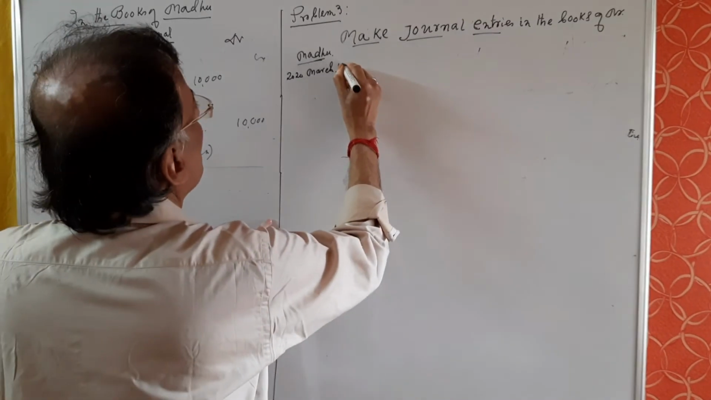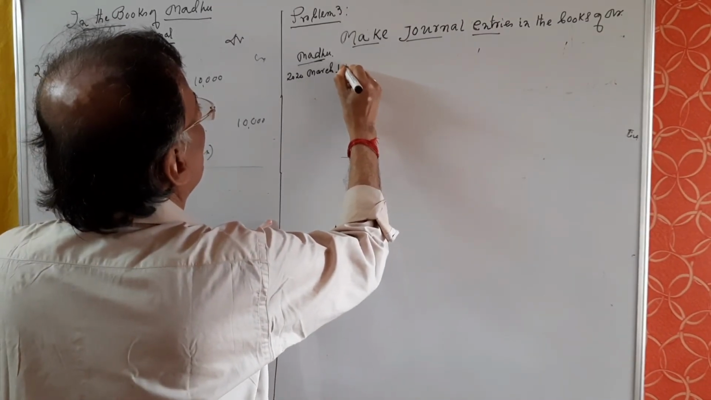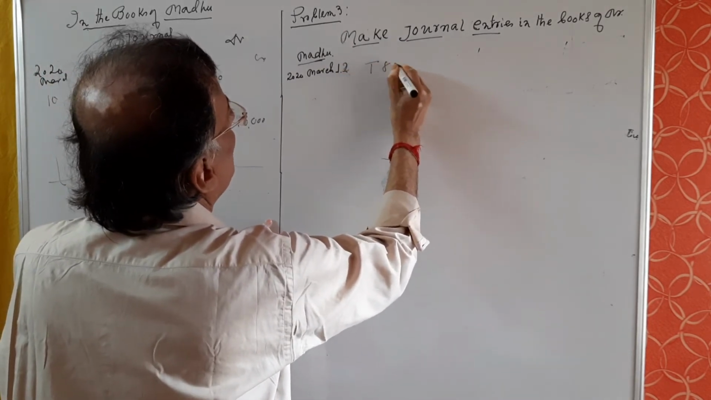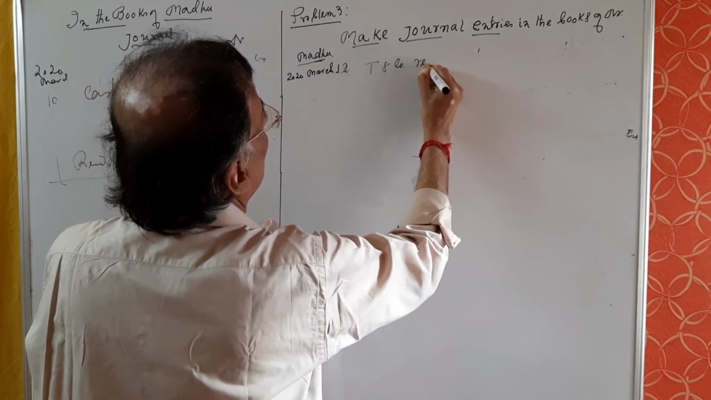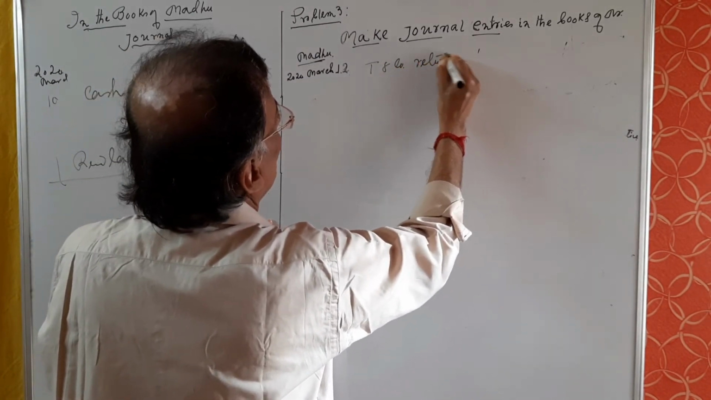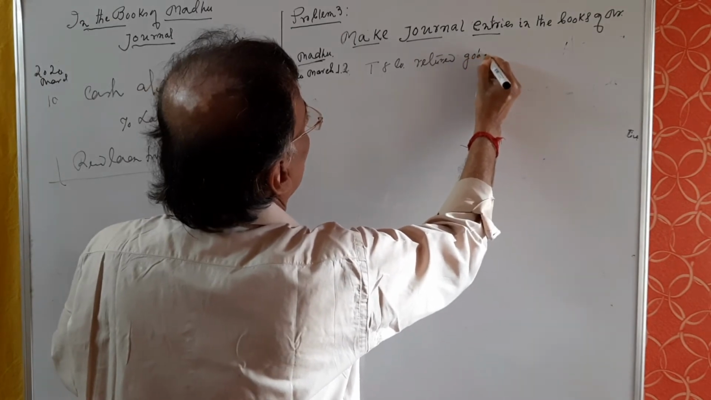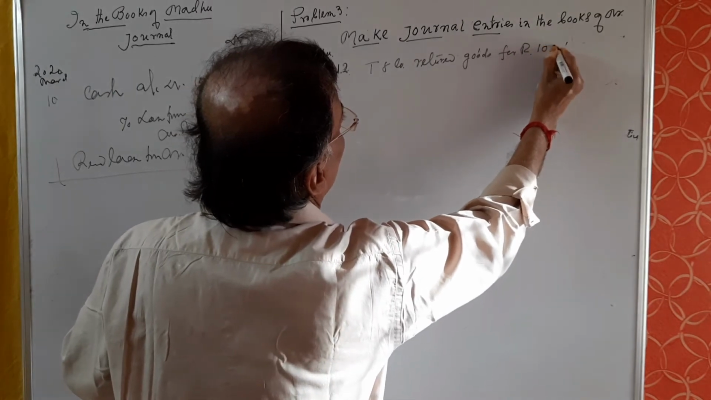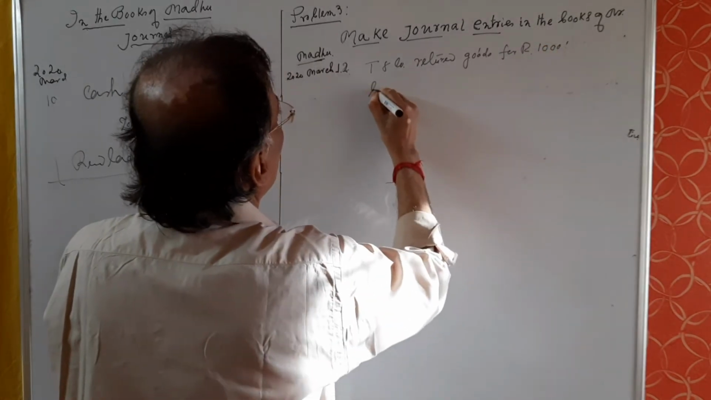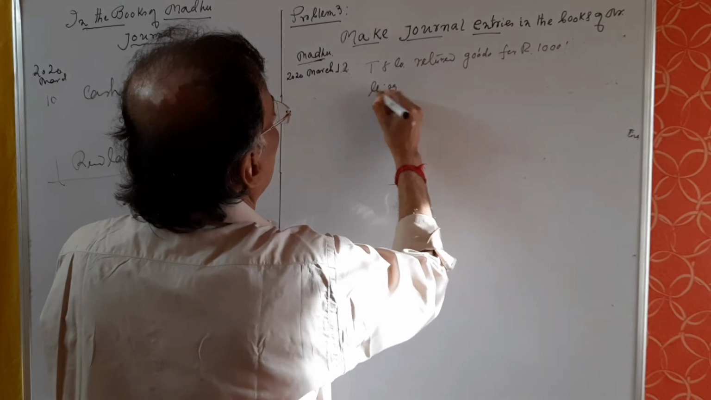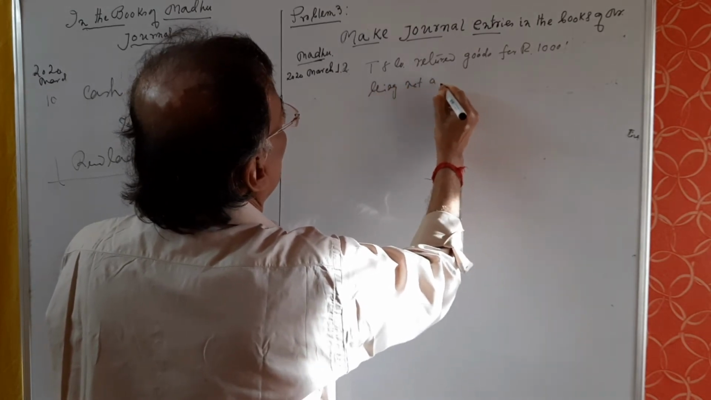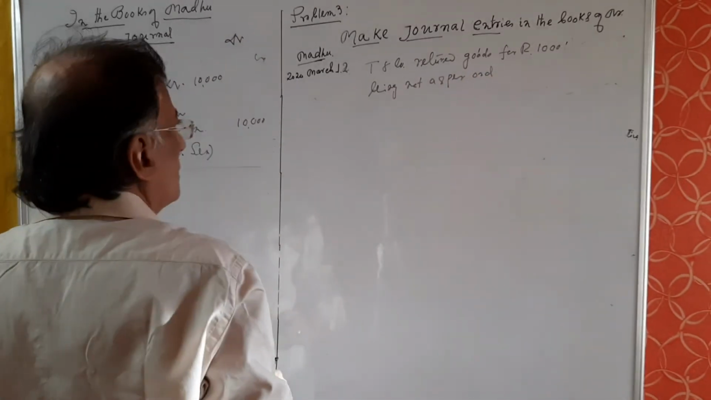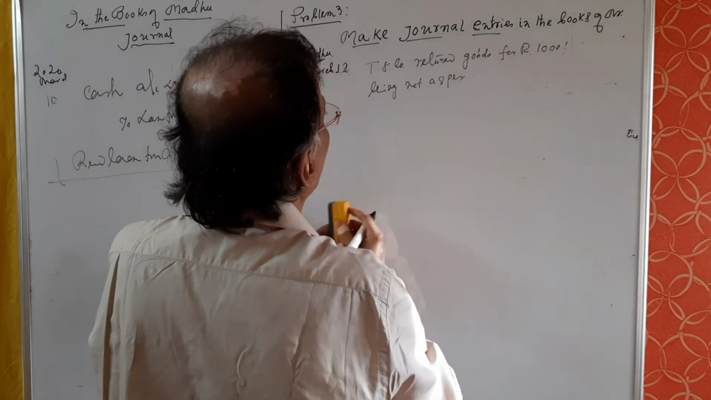Transaction dated 12th March. Tea and Company returned goods for rupees 1,000, being not as per order. Being not as per order.